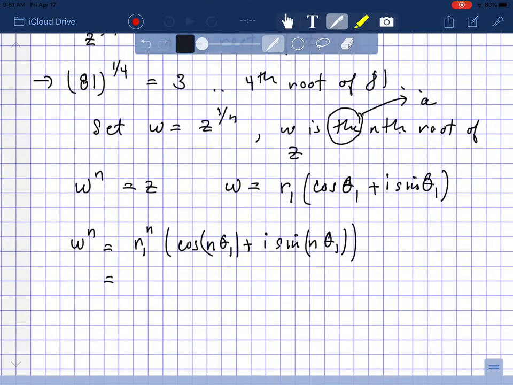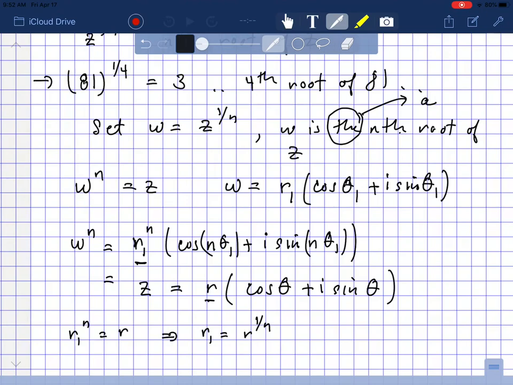And we want this quantity to equal z, which is equal to r times the cosine of theta plus I times the sine of theta. So now let's compare. So what does this mean? This means that r sub 1 to the nth power has to equal r, which implies that r sub 1 is equal to the nth root of r. And I can always take the nth root of r because r happens to be a non-negative number. Okay.